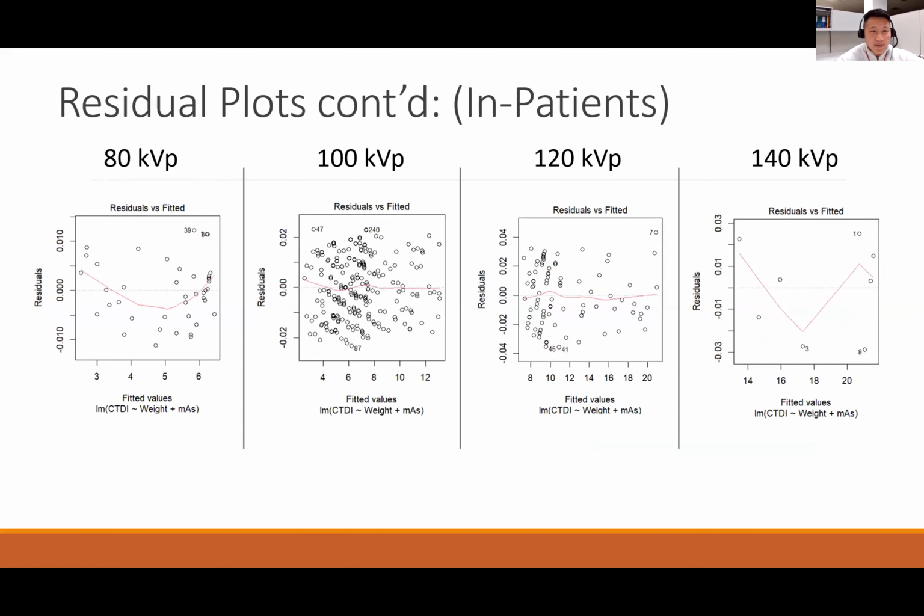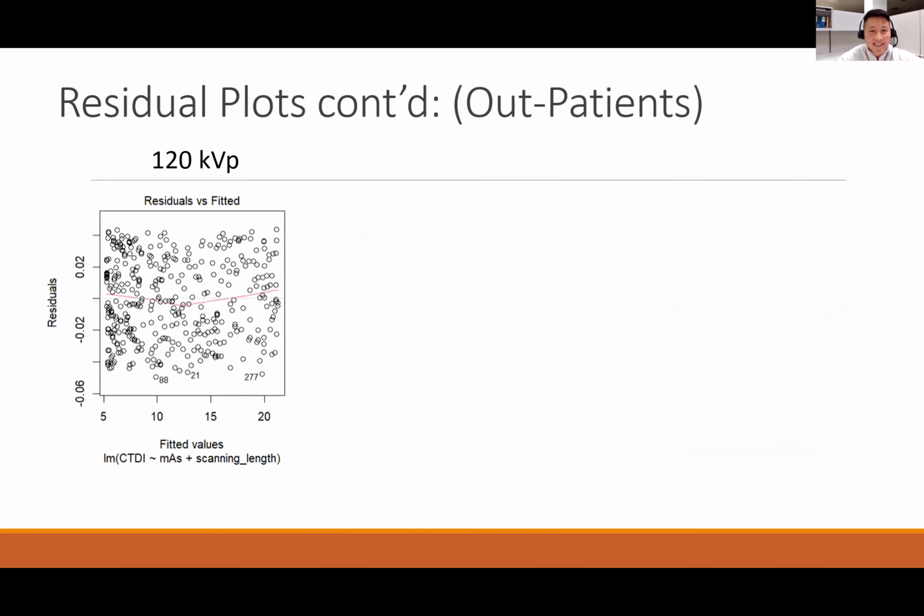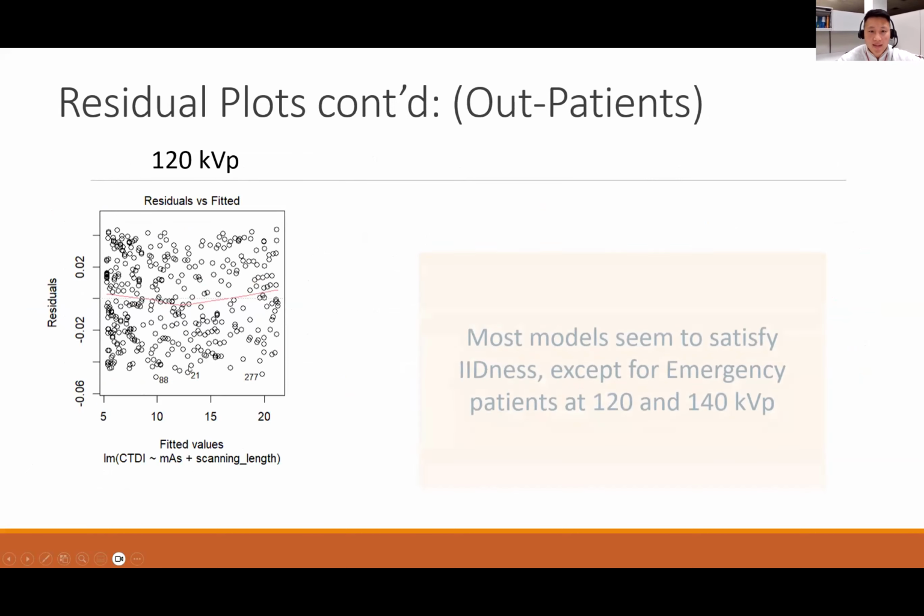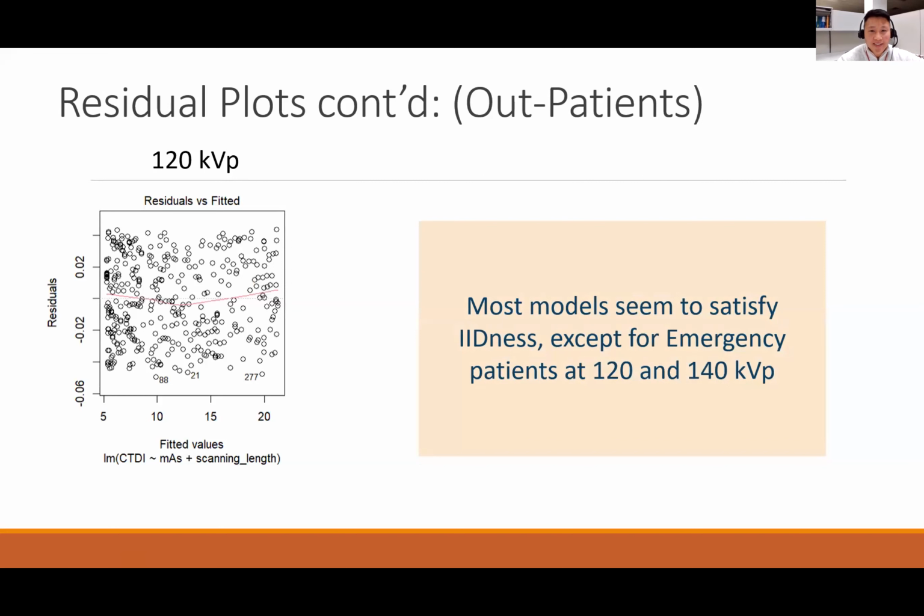Whereas for inpatients, it seems much better, although it seems kind of all over the place for 140 KVP because of the lack of data points. But it seems kind of random, and I don't really see much pattern. And lastly, for outpatients, there's only one KVP factor, and it seems pretty random as well. So it seems like most models satisfy the IID-ness, except for the emergency patients at 120 and 140 KVP.